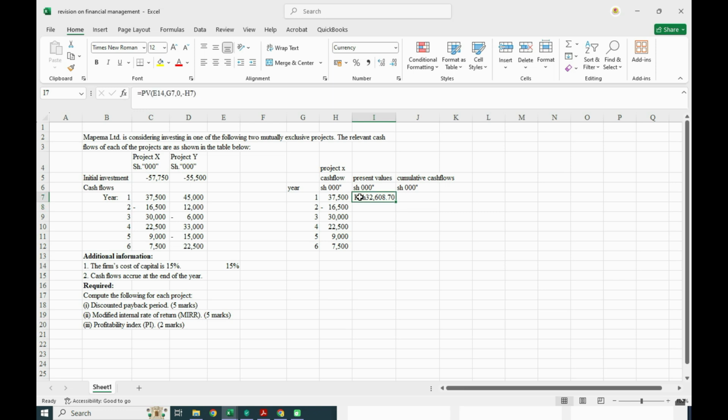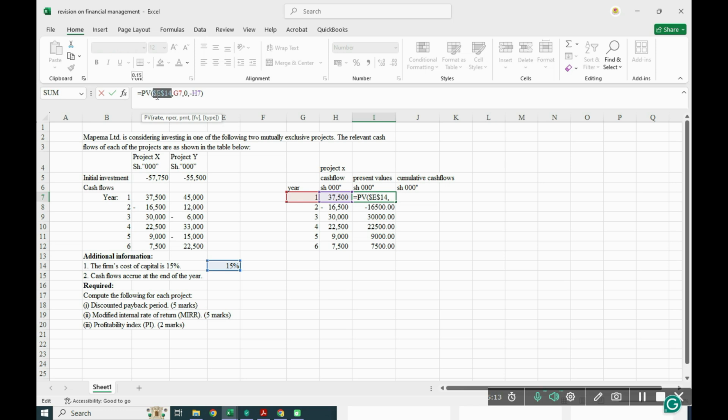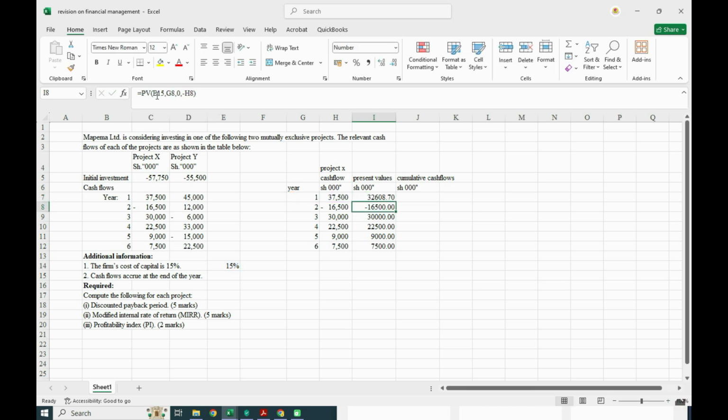When you discount that, I will change this into a number and autofill. You'll find somewhere it has not been captured, because our rate is constant, so I'm supposed to lock the rate. I lock the rate by using F4. Then I'll be able to autofill, and when you discount those values, they will be your present values after you have discounted them.